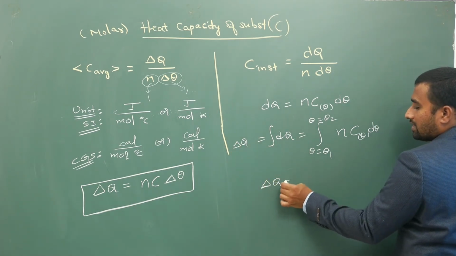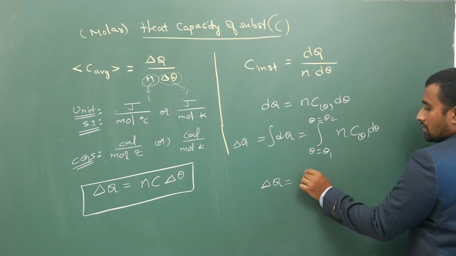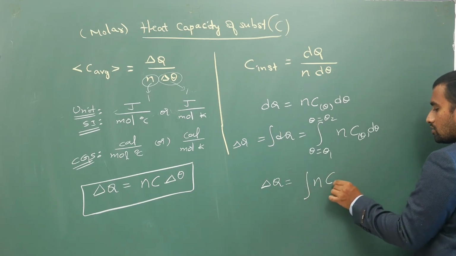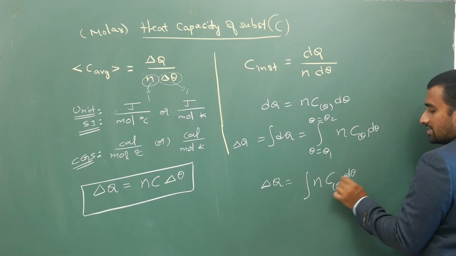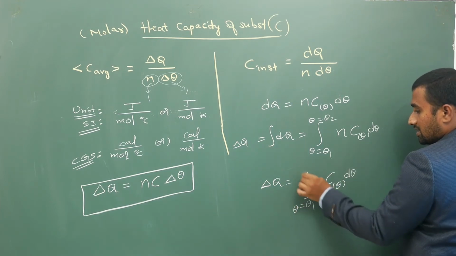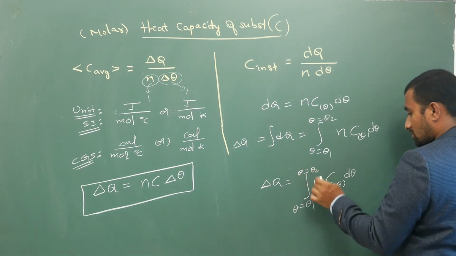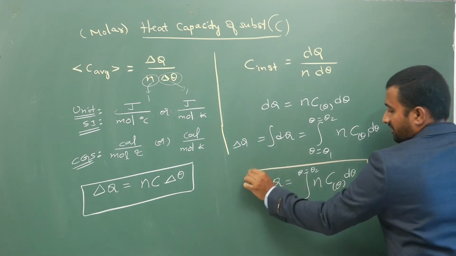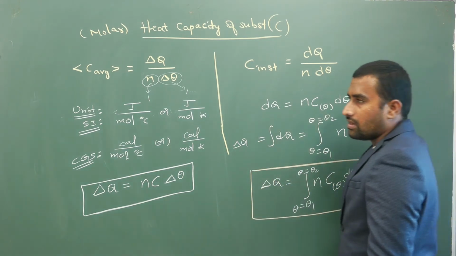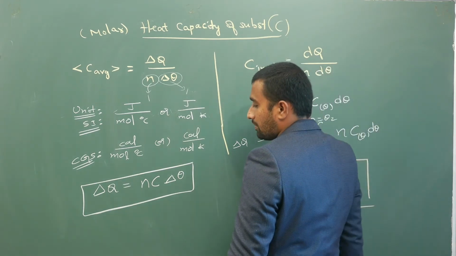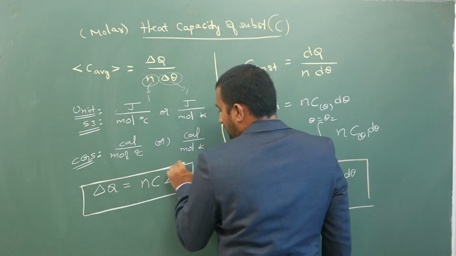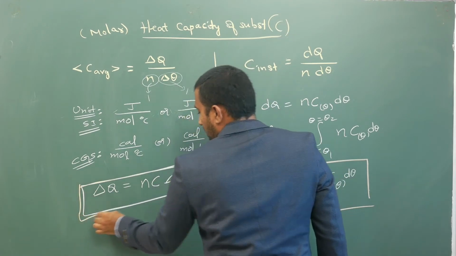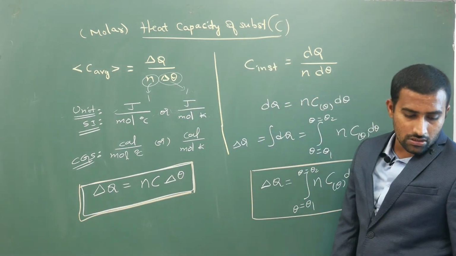So if you have C as a function of temperature, it is going to be n into C of theta into d theta from theta equal to theta 1 to theta equal to theta 2. This is your heat energy definition when you have heat capacity varying as a function of temperature, and this is your definition when your heat capacity is constant.